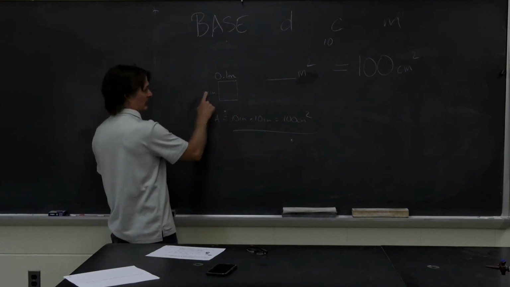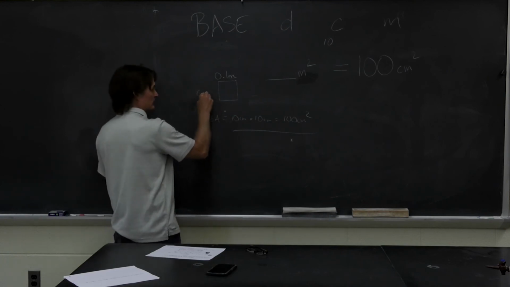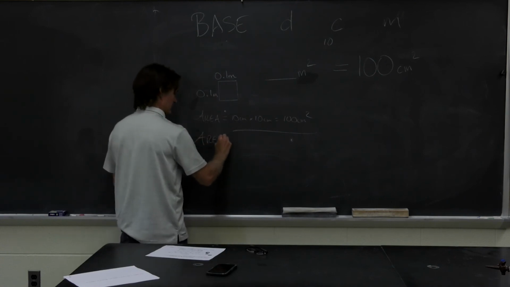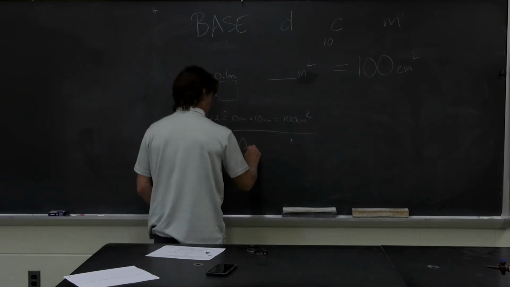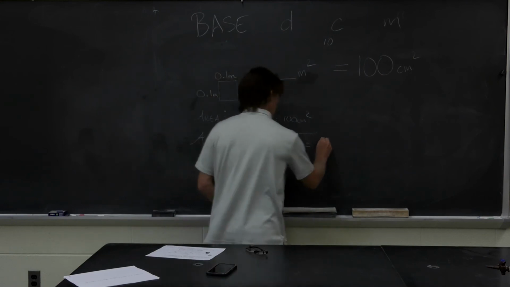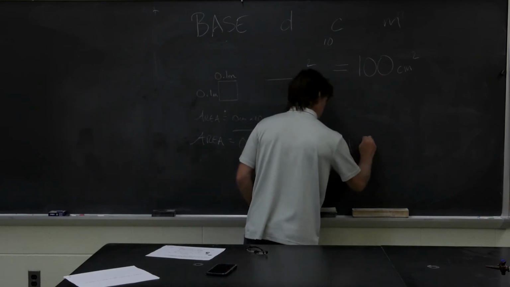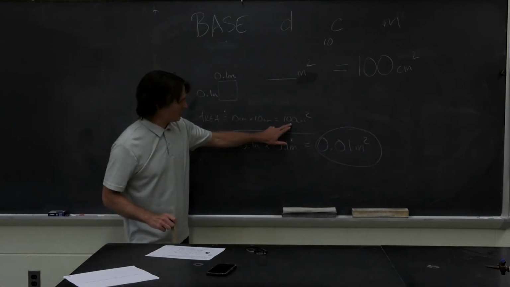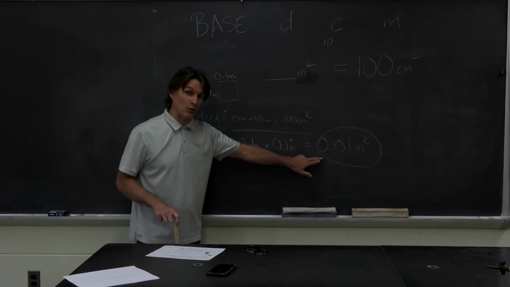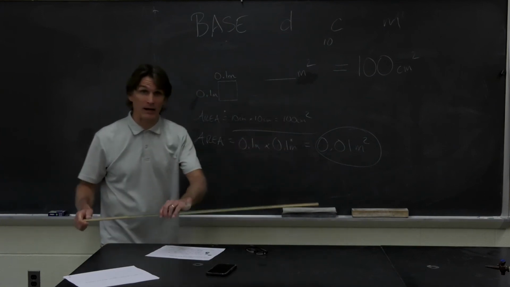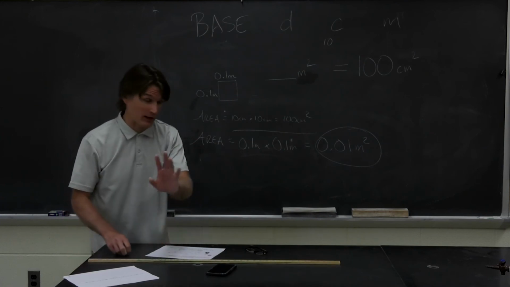If I convert that side, I also got to convert this to 0.1 meter. And so then I see the area here is going to be 0.1 meter times 0.1 meter, which is 0.01 meters squared. So 100 centimeters squared is the same thing as 0.01 meters squared. It's definitely something you're going to have to keep in mind when you're doing these types of conversions.